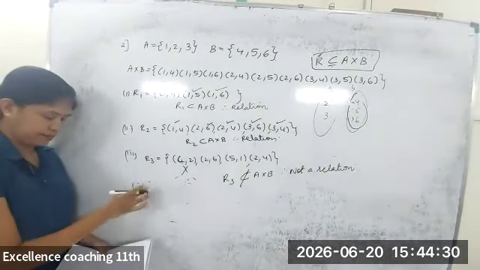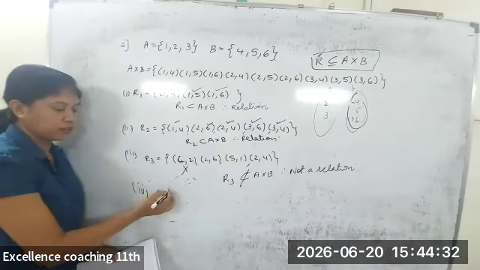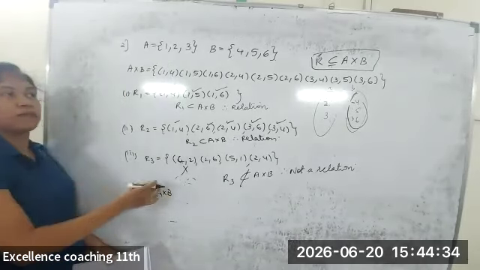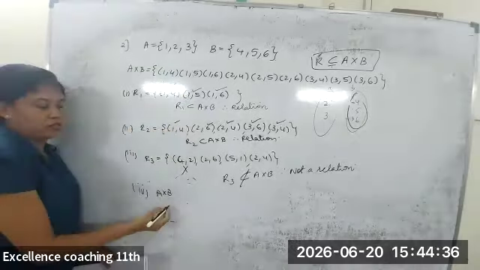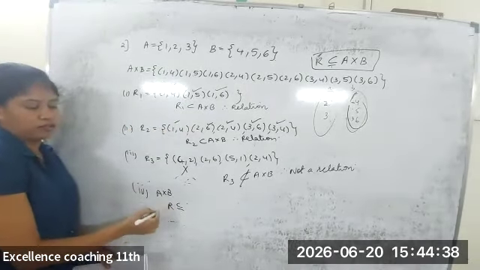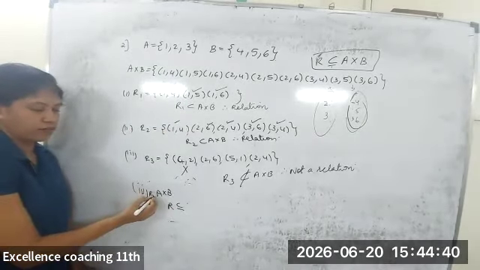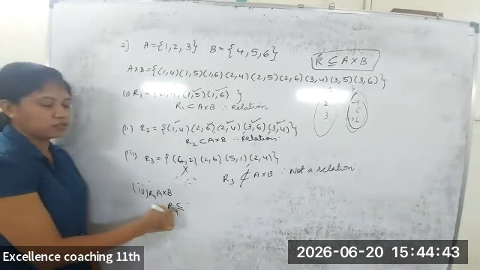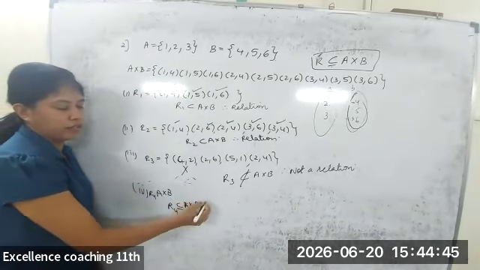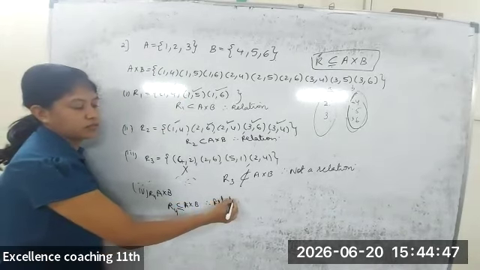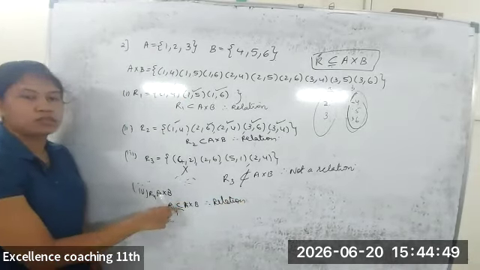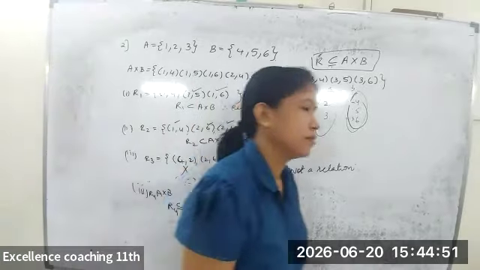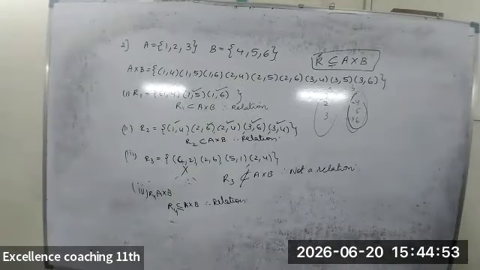Fourth one, A cross B. Obviously, A cross B means all the elements. So you should know. Okay, so R4 is equal to A cross B. Therefore, it is a relation. Either it can be equal to or a smaller part. So obviously, A cross B is equal to A cross B. So that is why it is a relation.